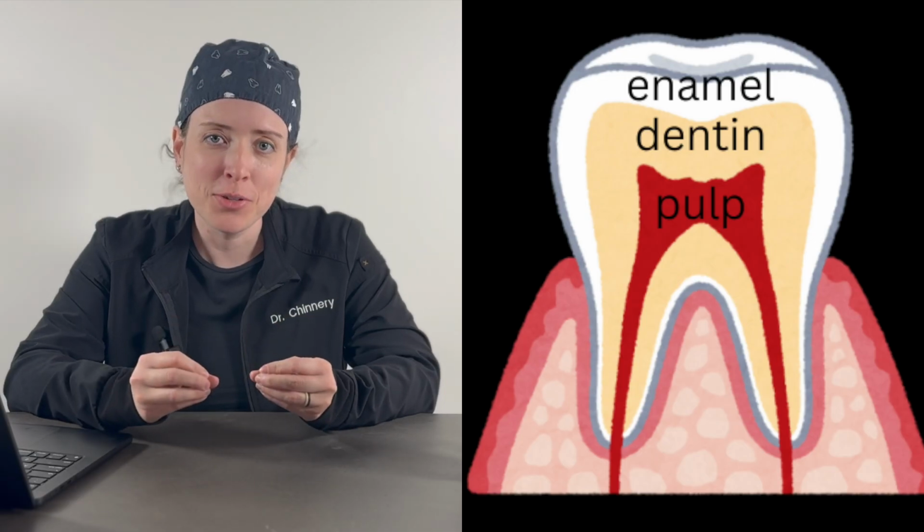The inside of the tooth is the pulp, and that is like the living part of the tooth, okay? So the pulp contains the nerve, blood vessels, and connective tissue. This is what allows the tooth to sense temperature and pressure and helps it stay healthy. When bacteria reaches the pulp, that's when an infection or significant pain can occur.